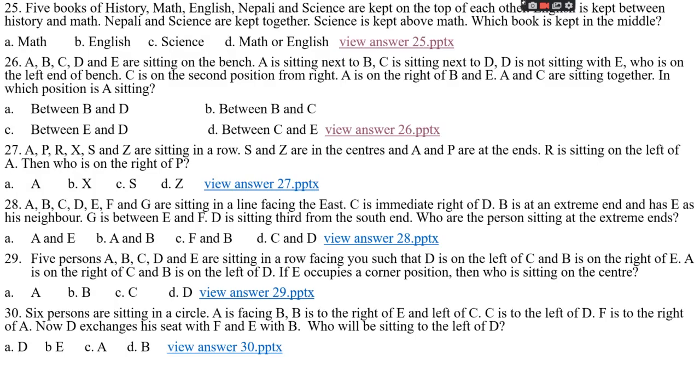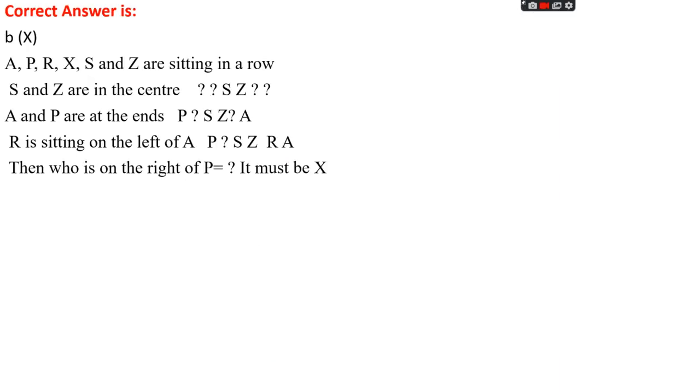Question number 27. A, P, R, X, S and Z are sitting in a row. S and Z are in the center and A and P are at the end. R is sitting on the left of A. Then who is on the right of P? Option A, option B, X, option C, S, option D, Z. The right answer is option B, that is X.